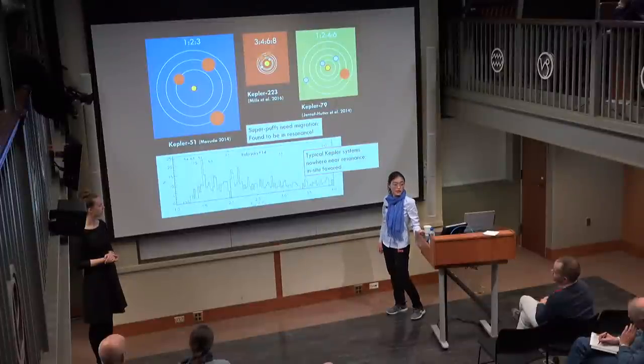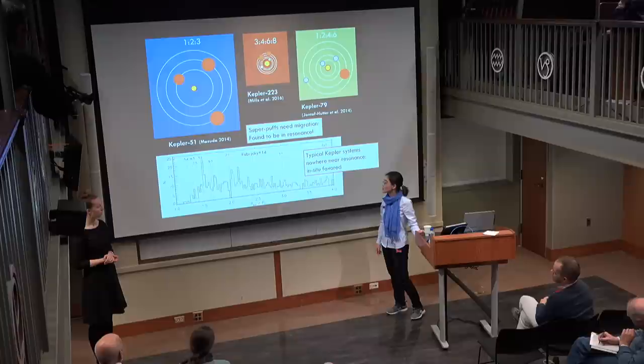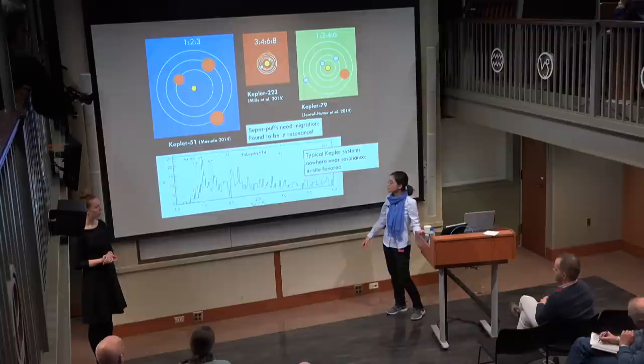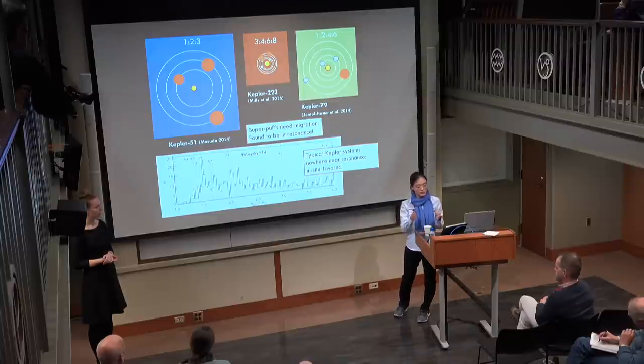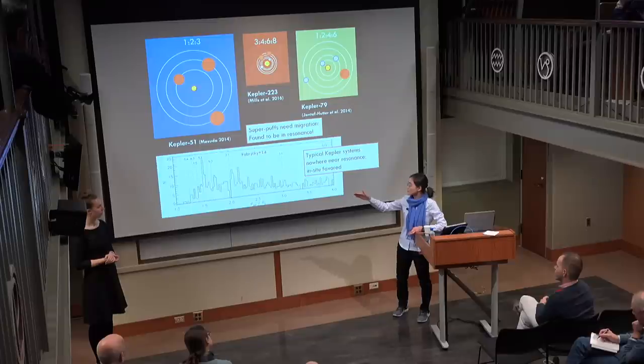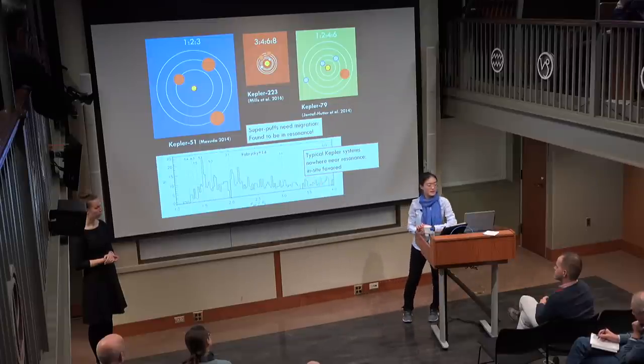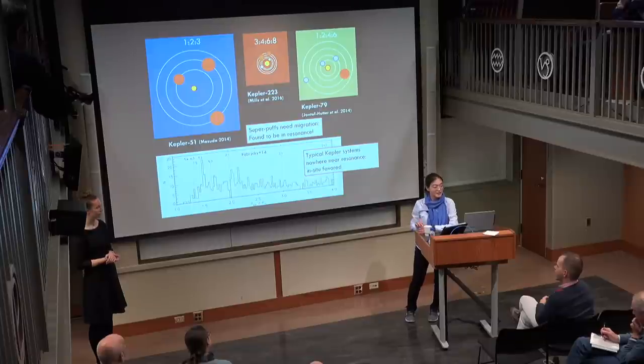Oh, so those excesses, for example, at 3-2 and 2-1. Yeah, so the super puffs are a really rare population. So those are not super puffs, those are just typical super Earths. You can actually explain them by planets that were initially in resonance, but due to secular perturbation, they get repulsed out of the resonance. That's one mechanism to explain the excess just off the resonance. That's one of the mechanisms that have been hypothesized in the community.